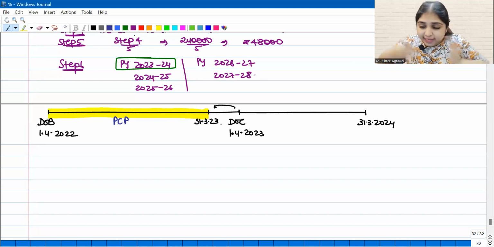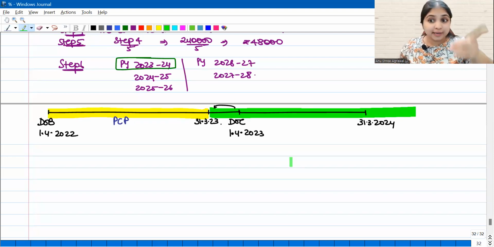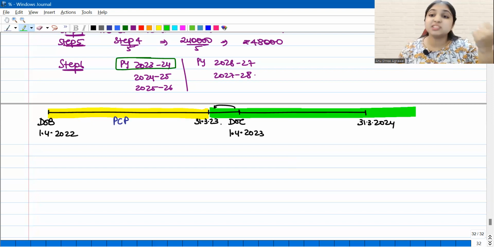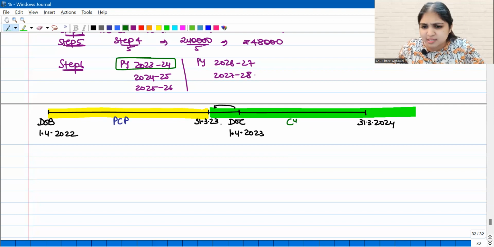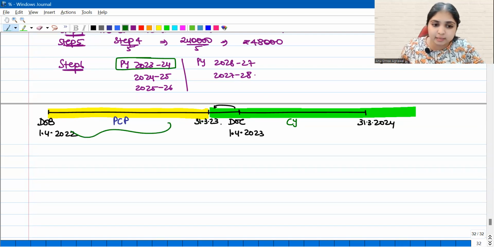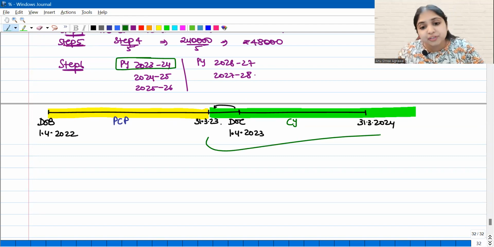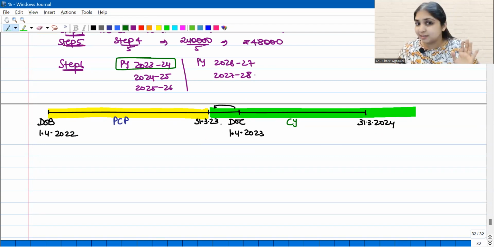Then tell me the next date onwards, that is after 31st March, that is 1st April onwards. 1st April onwards is what? Will I call it post-construction period? No, we don't call it post-construction period. What do we call it? We call it current year interest. Basically, this point onwards, the interest will come under current year interest. So till 31st March 2023, it will go under pre-construction interest. And after 31st March 2023, whatever interest you have incurred will come under current year interest.